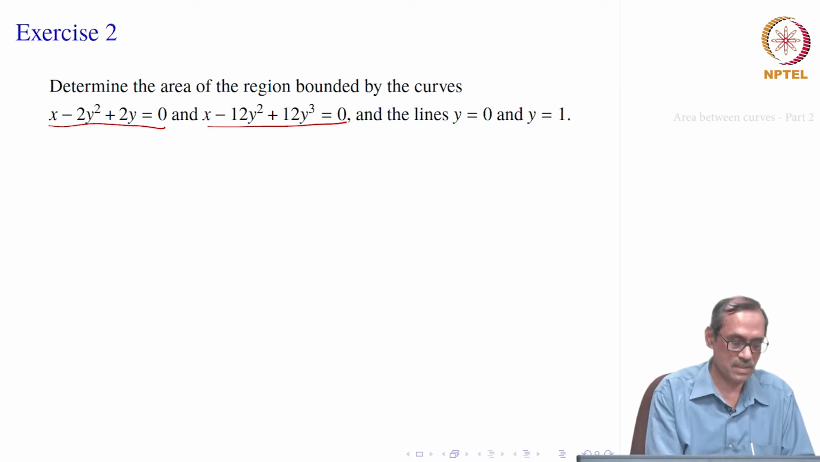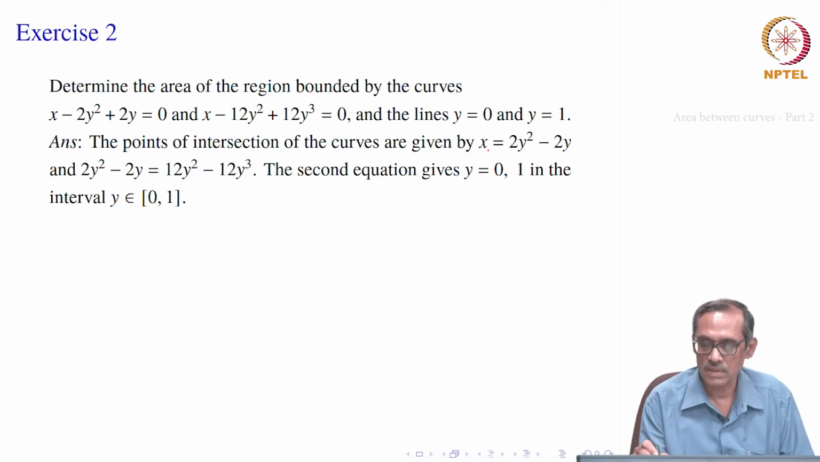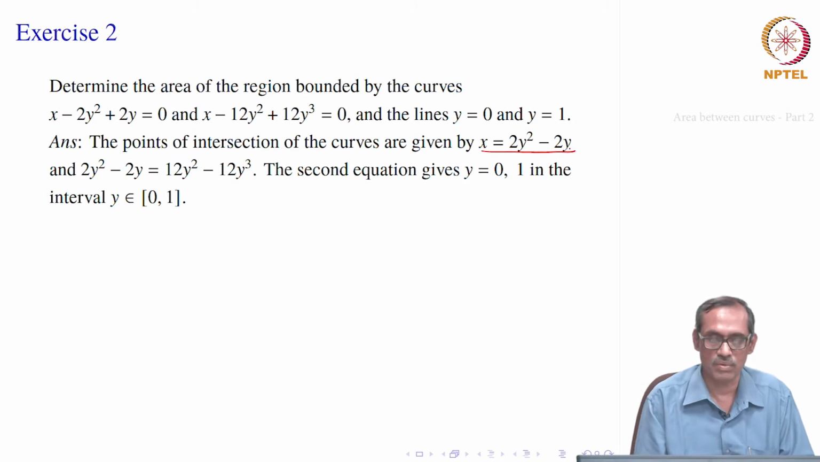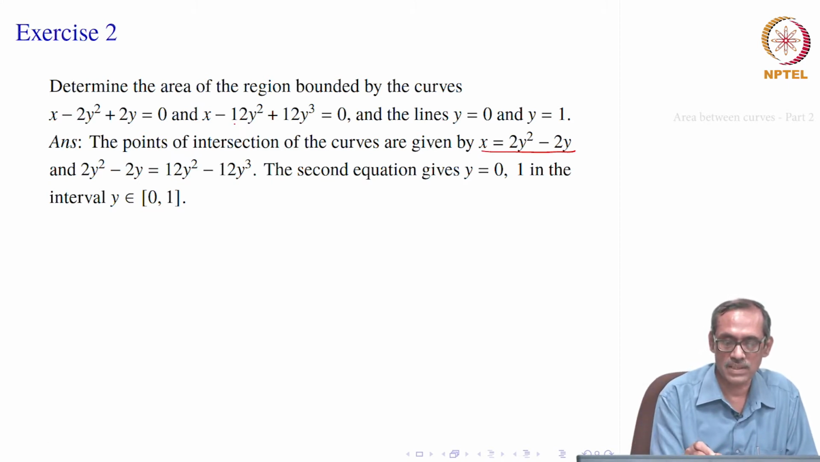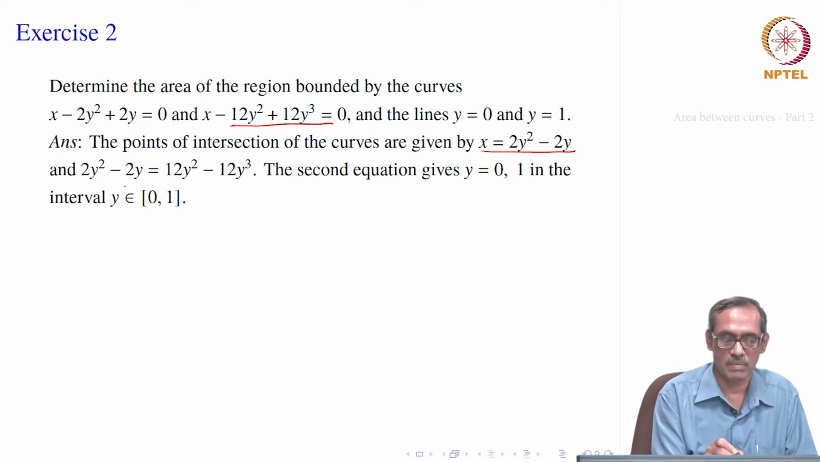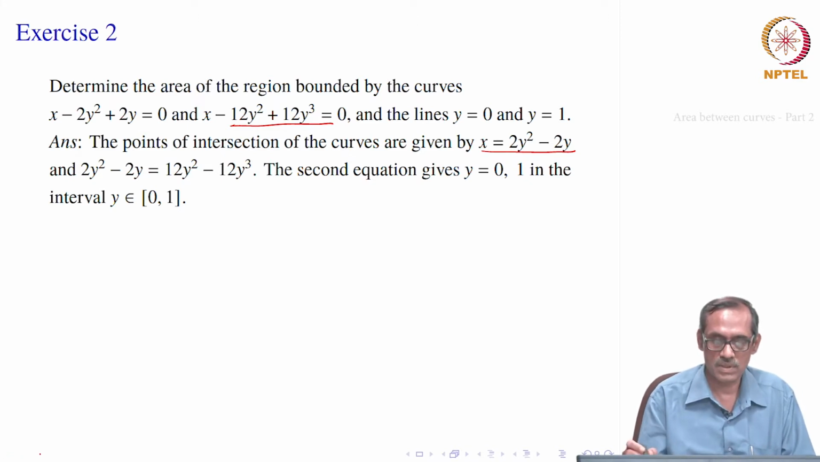But then we have to first see how the curves should look, whether the points of intersection are exactly those two or something else. So, let us find the points of intersection of the curves. The first curve we can write as x equal to 2y squared minus 2y, and the second as x equal to 12y squared minus 12y cubed. So, eliminating x we get 2y squared minus 2y equal to 12y squared minus 12y cubed.